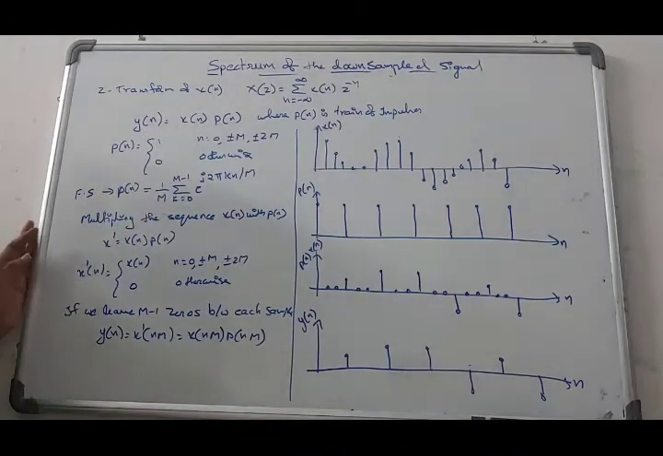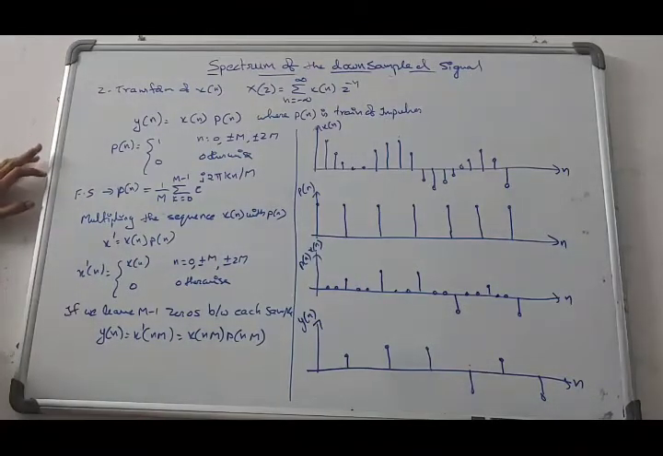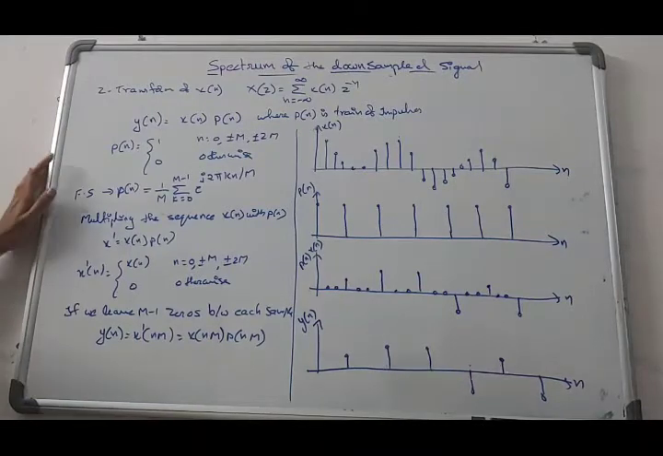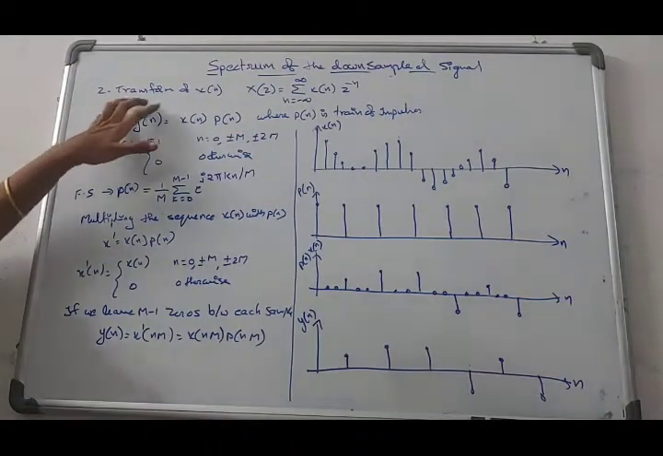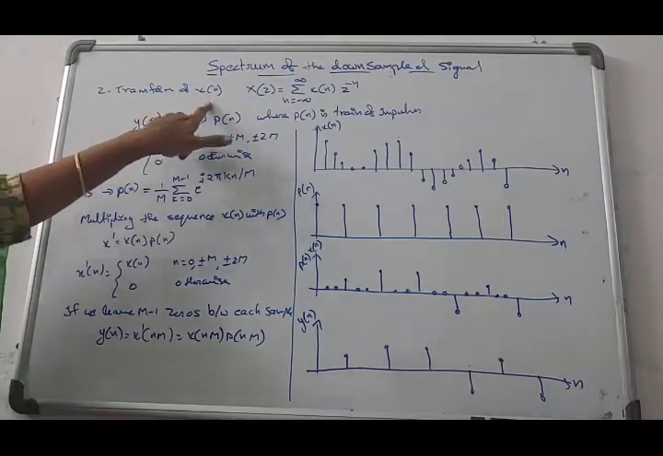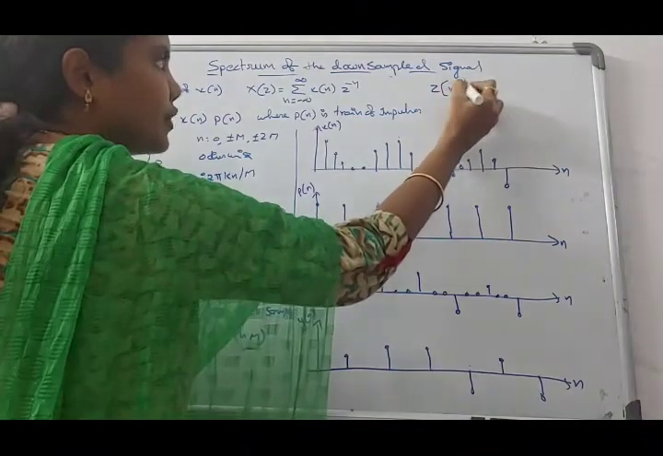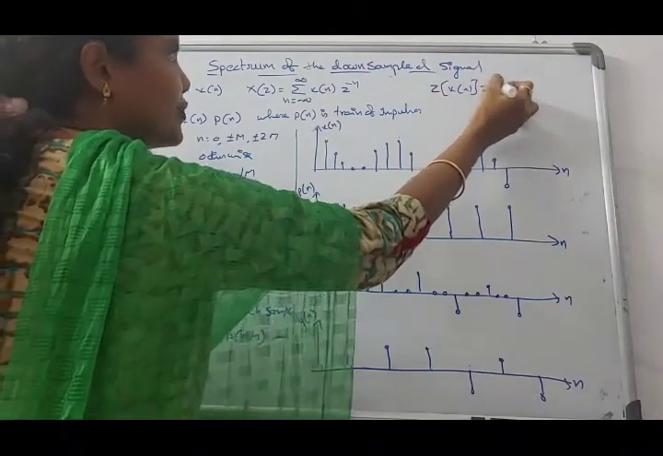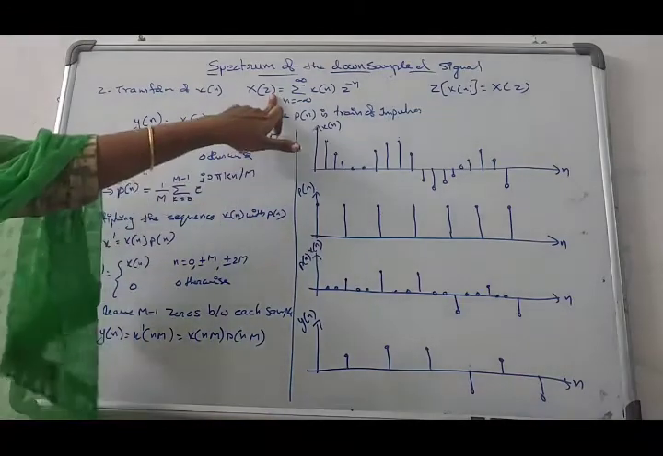So next topic is spectrum of downsampled signal. In this, first you have to know the spectrum of downsampled signal x of mn and compare it with the x of n. So first take the Z transform of x of n. Z transform of x of n is equal to x of z. Write the formula for Z transform.